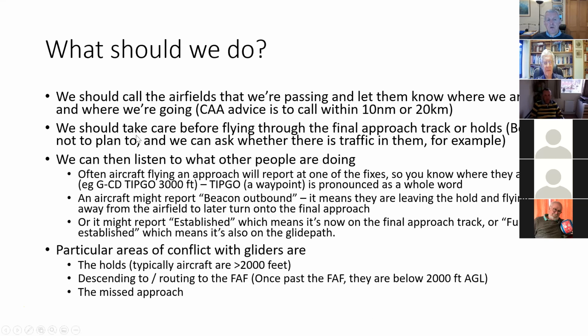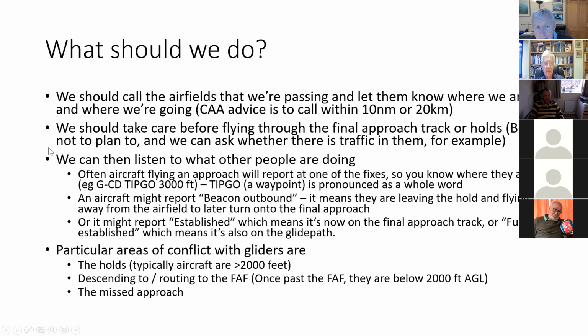If an aircraft reports beacon outbound, it means they're leaving the beacon above or near to the airfield, and will be flying away from the airfield to later turn onto a final approach. Again, we'll look at some examples of that. If it reports established, it means it's now on the final approach track, so going into the airfield. Fully established means it's on a glide path.